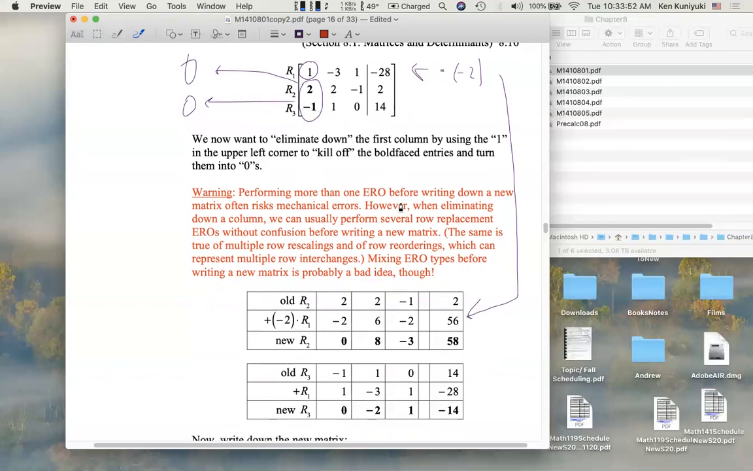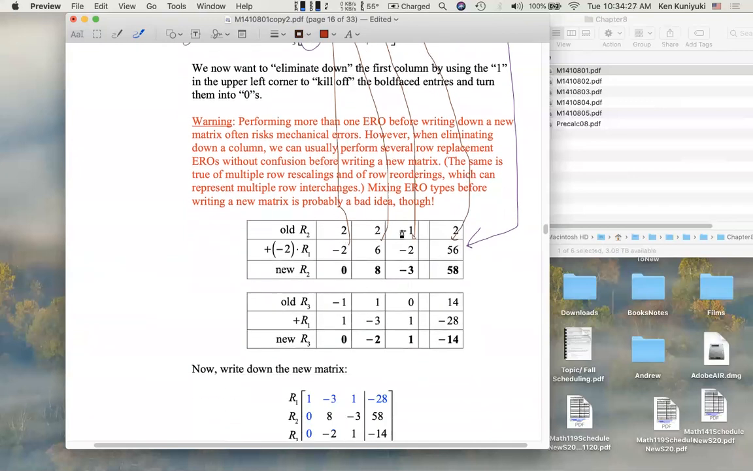Here we're going to take the old row 2, the 2, 2, negative 1, 2, and we're going to take negative 2 times the first row. So we get, okay, 1 goes to negative 2, negative 3 goes to positive 6, right? Negative 3 times negative 2 is positive 6. 1 times negative 2 is negative 2. And negative 28 times negative 2, I usually allow a scientific calculator on exams, that's 56.